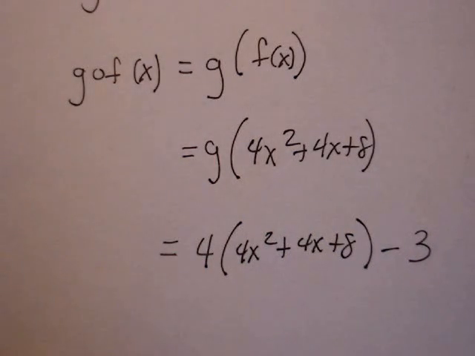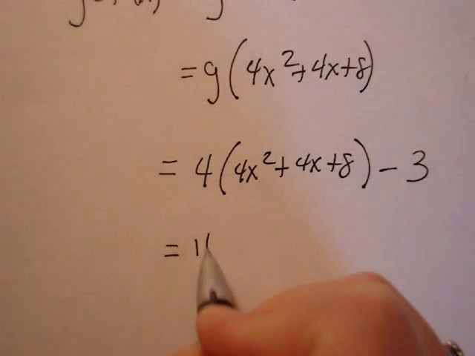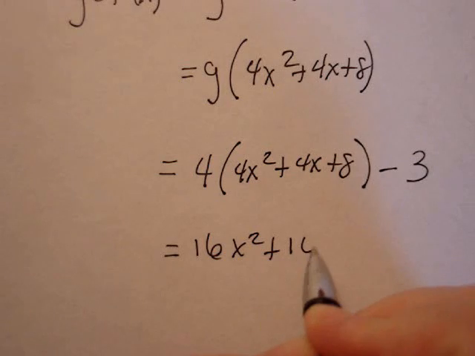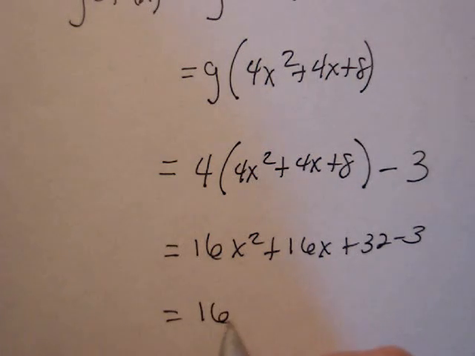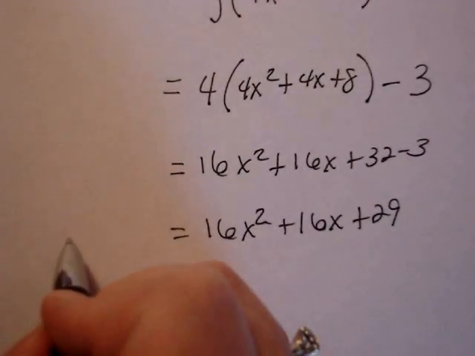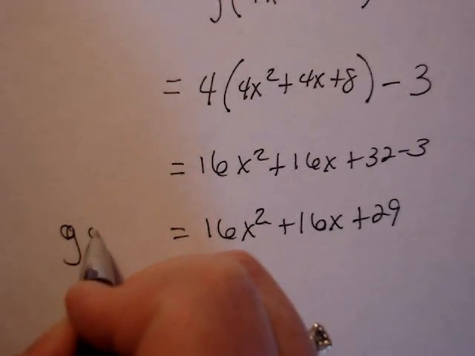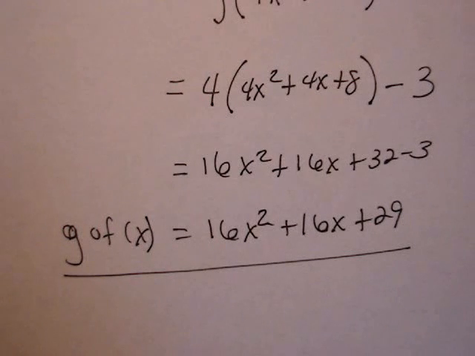Again, the composition part is done, but this is not simplified, so let's make it look pretty. I'm going to get 16x squared plus 16x plus 32 minus 3, which is 16x squared plus 16x plus 29. That would be my final answer, and let's call it, wait, it was g composed with f of x this time. And that is how we compose two functions.